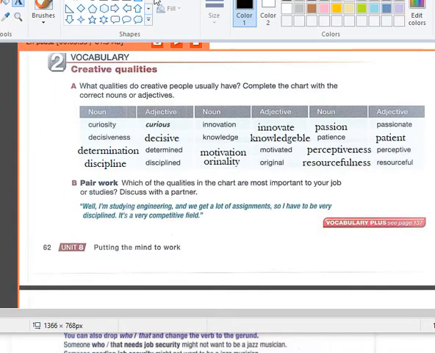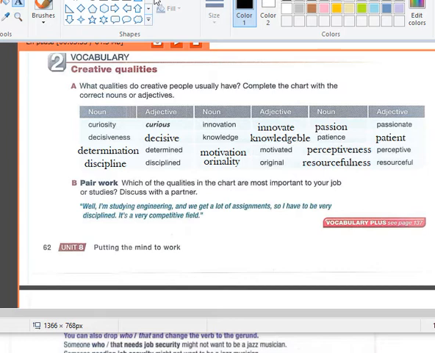All right, guys. So here we have the conversion from noun to adjective, or vice versa. So we have the first line, curiosity, curious. Decisiveness, decisive. Determination, determined. Discipline, disciplined. Innovation, innovative. Knowledge, knowledgeable. Motivation, motivated. Sorry, I have a typo there. It's originality. I omitted the letter G. Passion, passionate. Then we have patience, patient. Perceptiveness, perceptive.